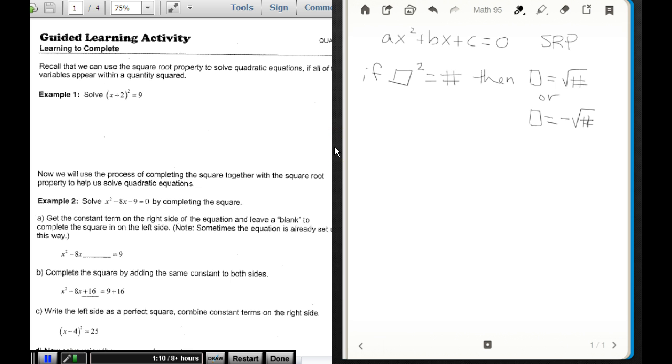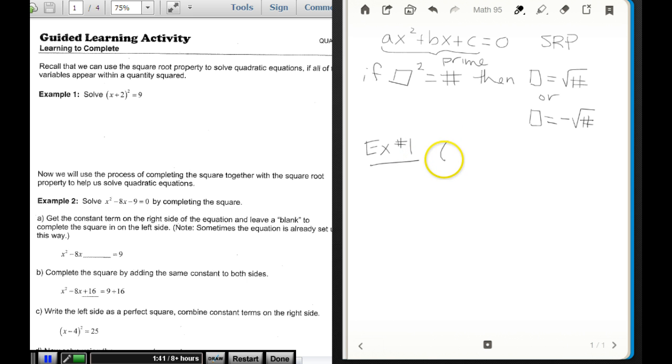This activity is going to give us another way of solving these quadratic equations, and this is especially useful for when this trinomial on the left side is prime. What we're going to do is take a prime trinomial and mess with it a little bit so it's no longer prime. So in this activity, let's work out example 1 where we just practice using the square root property.